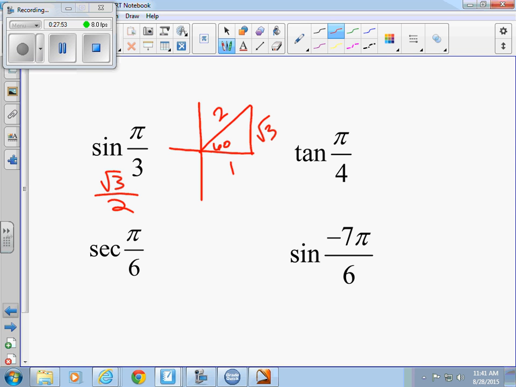Tangent of pi over 4. Again, what quadrant are we in if we're just pi over 4? First quadrant, that's less than a half, right? Pi over 4 is less than a half. So we are in the first quadrant, and it is a 45, because over 4s make 45. So what is the tangent of pi over 4? 1. Sine of pi over 3 is 0.866, but the answer is just radical 3 over 2.